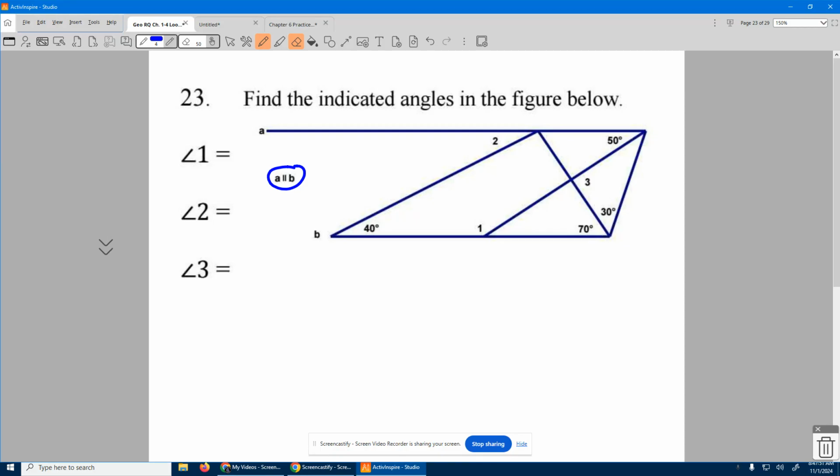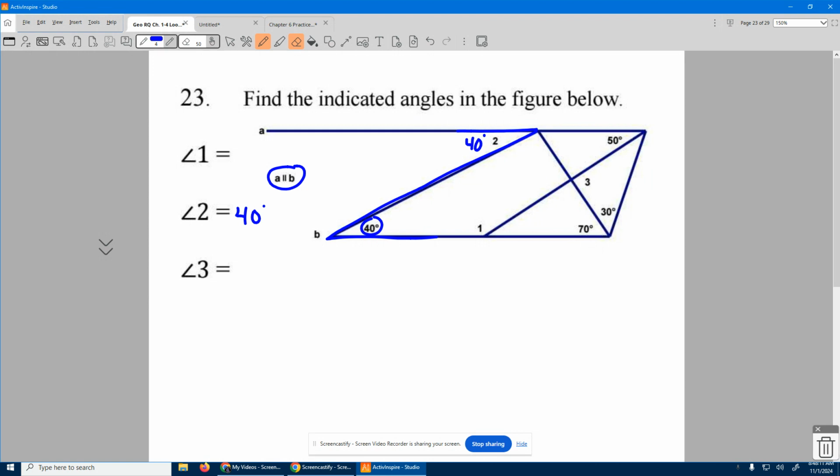So the first thing I see is a parallel line, down the transversal, to the other parallel line. This corner is 40, so this is 40. Now those are alternate interior angles, or we like to say Z-meisters. So I know number 2 is 40 degrees.